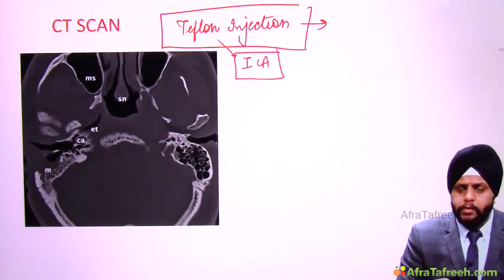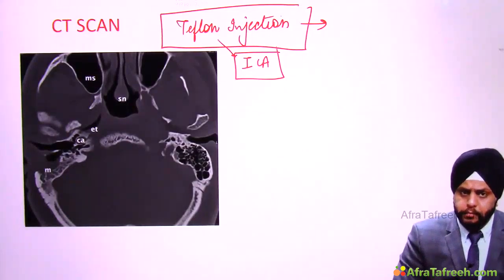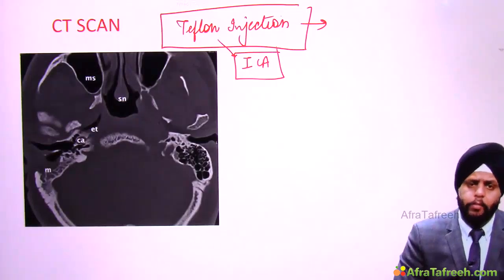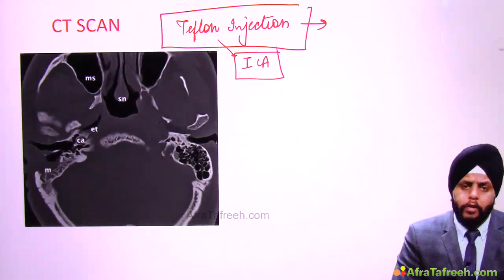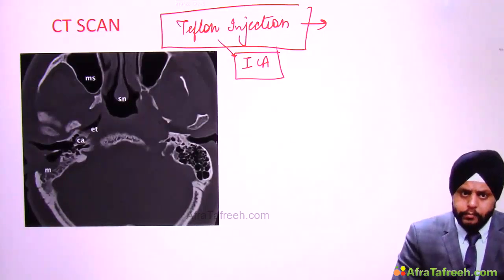You may do some surgery and scar the eustachian tube, or you can inject fat around the eustachian tube. So there are some treatments which are possible for a patulous eustachian tube.